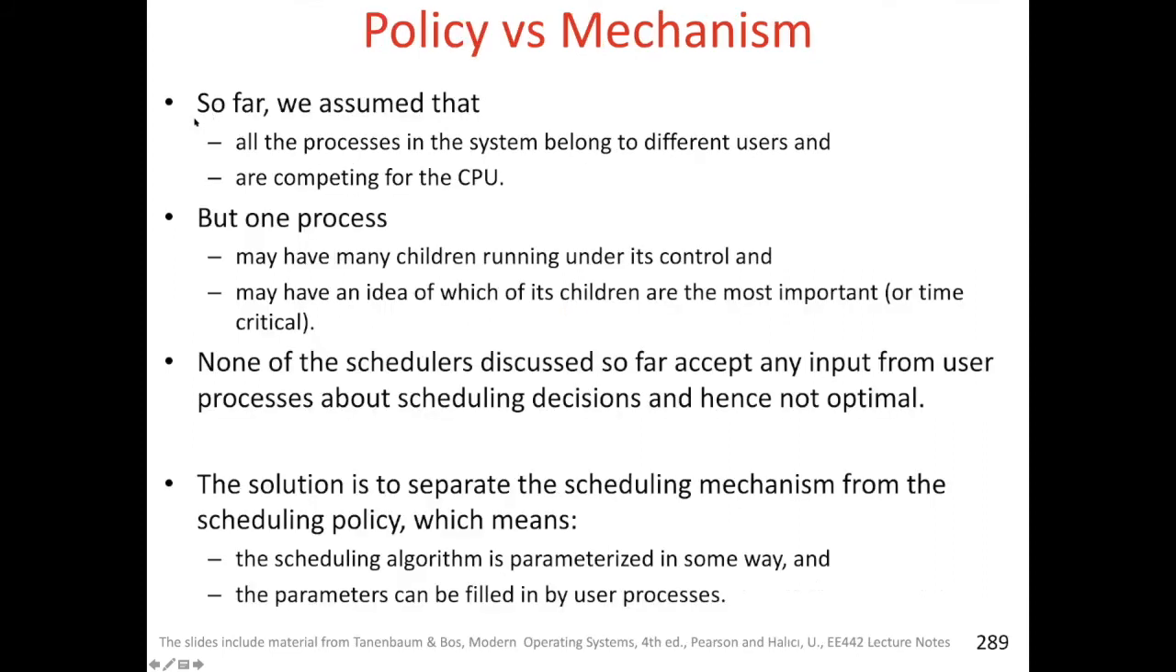So far we assumed that all the processes in the system belong to different users and are competing for the CPU. But one process may have many children running under its control and may have an idea of which of the children are the most important or time critical. None of the schedulers discussed so far accept any input from user processes about scheduling decisions and hence are not optimal. The solution is to separate the scheduling mechanism from the scheduling policy, which means the scheduling algorithm is parameterized in some way and the parameters can be filled in by the user processes.